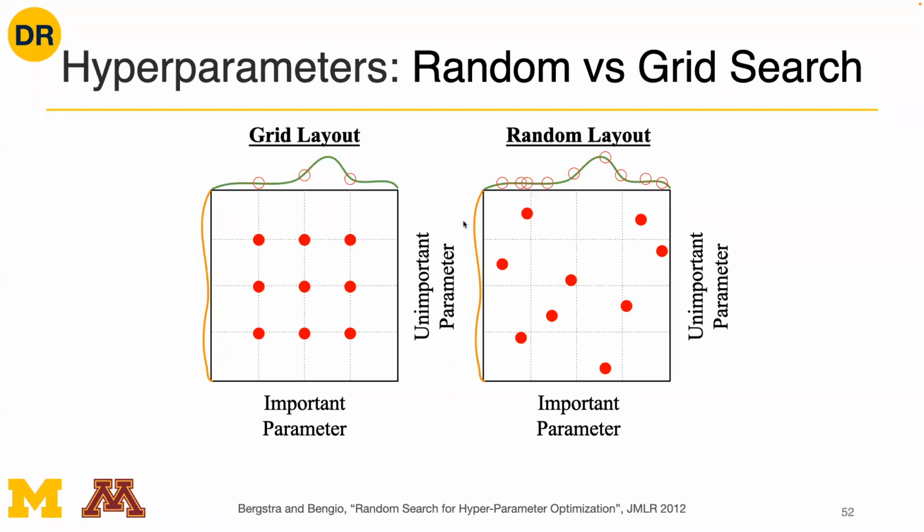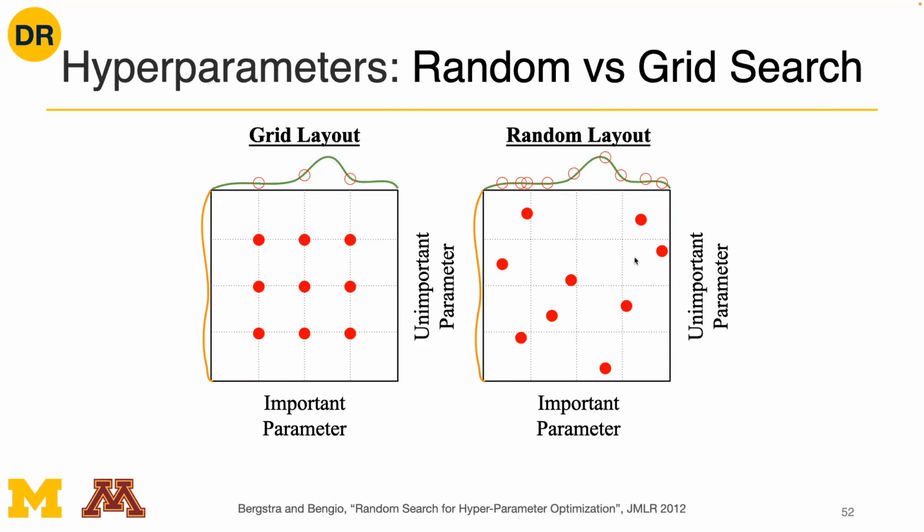In the case of grid search, what's going to happen is all the points along this important hyperparameter, so all the points along the vertical axis, are constrained to these columns, right? They're constrained to just these 3 possible values, just as a function of how grid search is defined.